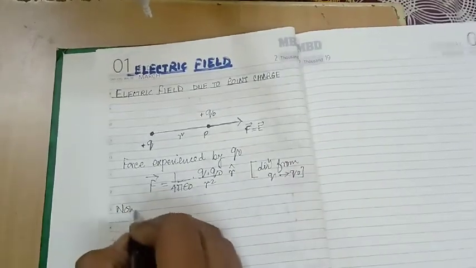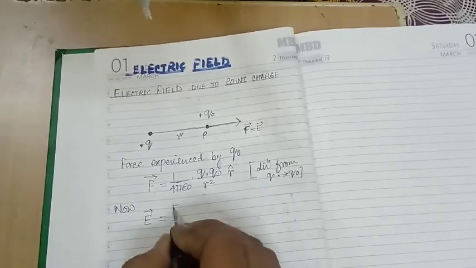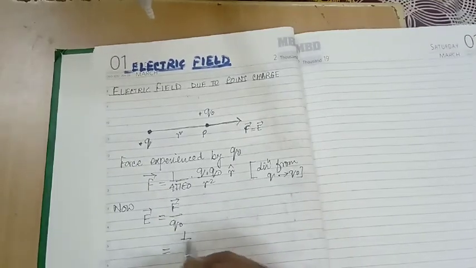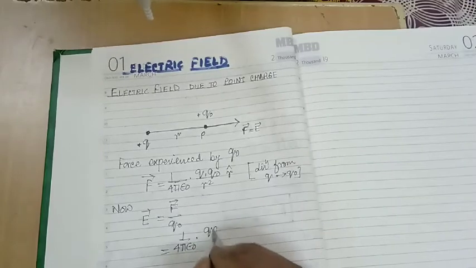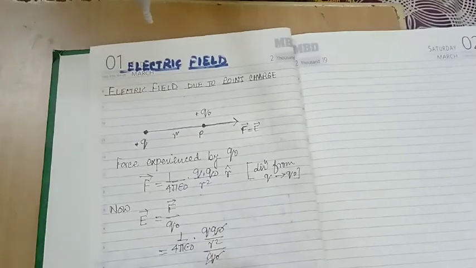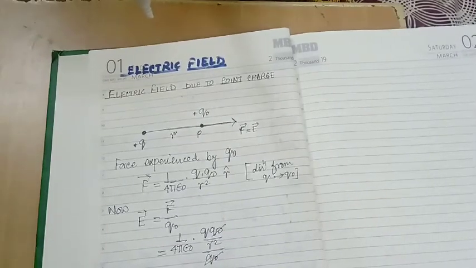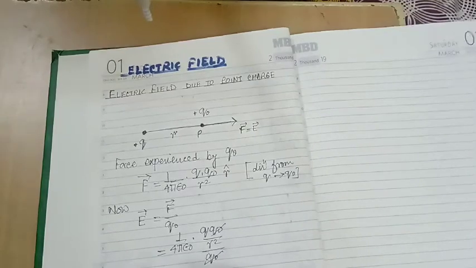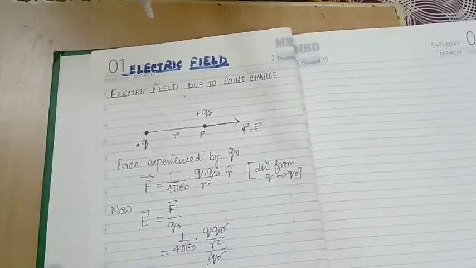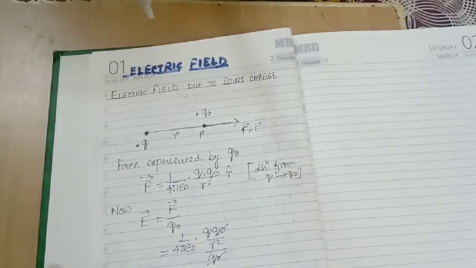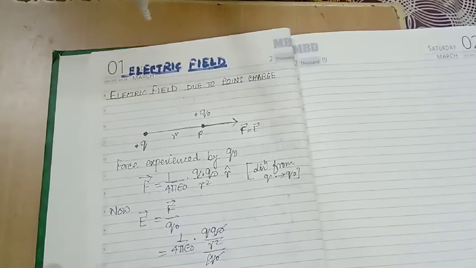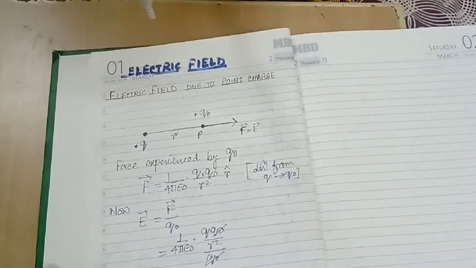Now electric field E is equal to F upon Q naught, the formula we have already derived. Then we keep the value: 1 upon 4 pi epsilon naught, Q Q naught upon R square, upon Q naught. So Q naught cancels out. It comes out to be 1 upon 4 pi epsilon naught, Q upon R square. This is the electric field strength, and the magnitude of the electric field strength is given by KQ upon R square. This is the electric field due to a point charge.